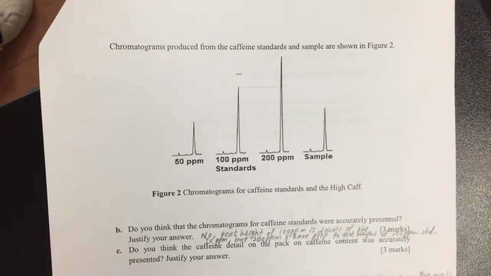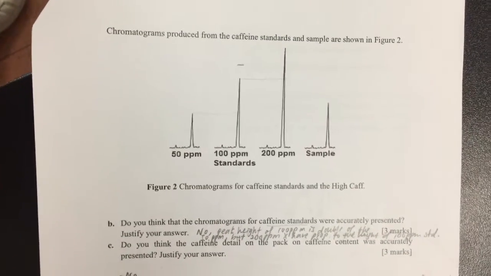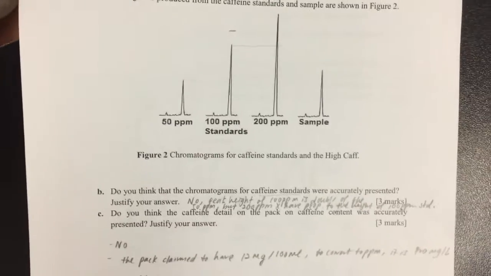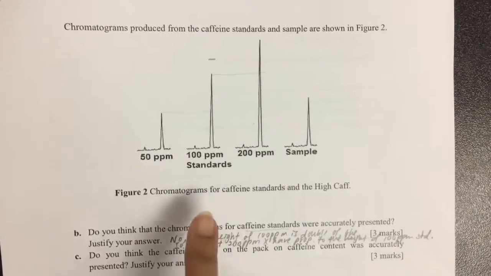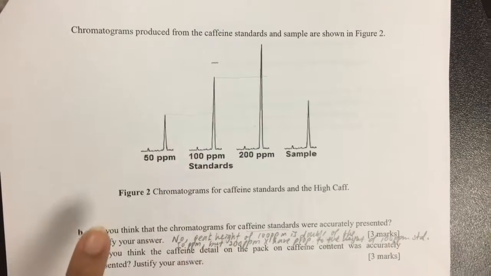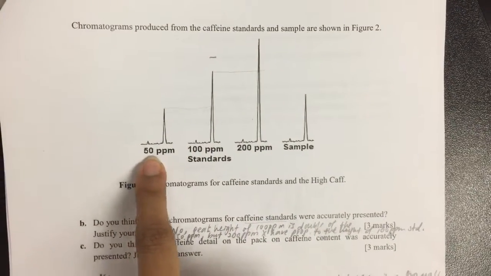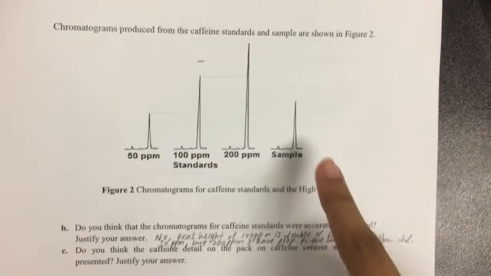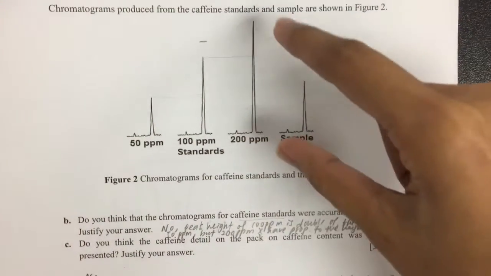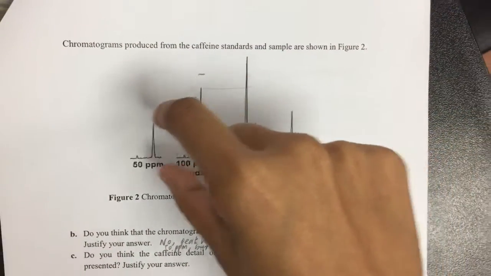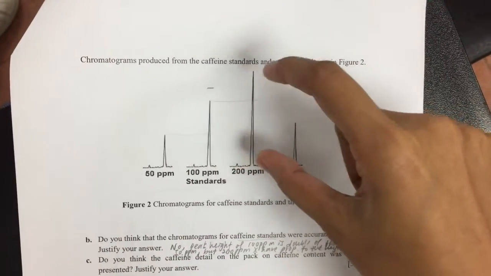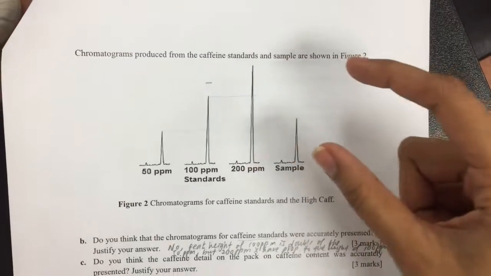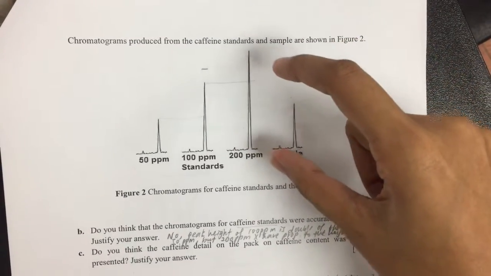No, we do not think that the chromatograms for caffeine standards were accurately represented because the peak height of 100 ppm is double that of 50 ppm, which is correct, but for 200 ppm, it is not proportionate to the 50 and 100, as you can see here. So that's why we think that it's not accurately represented.